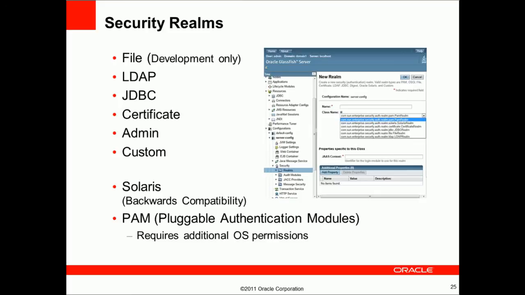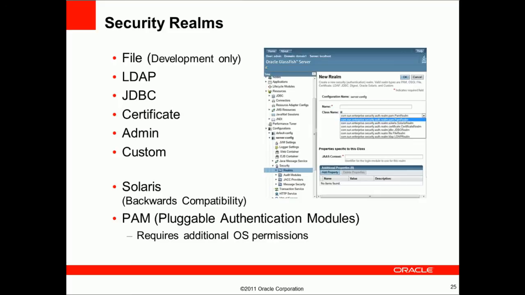Two additional realms I'd like to point out. The first is the Solaris realm, which is really there for backwards compatibility. You shouldn't use that realm anymore on Solaris. Basically it leverages the Solaris infrastructure to authenticate users if you've set up NIS, NIS Plus, and so on. And if you used it in prior versions of GlassFish, you can continue to use it. But what you want to use now is the PAM realm to replace the Solaris realm. And PAM is basically pluggable authentication modules.